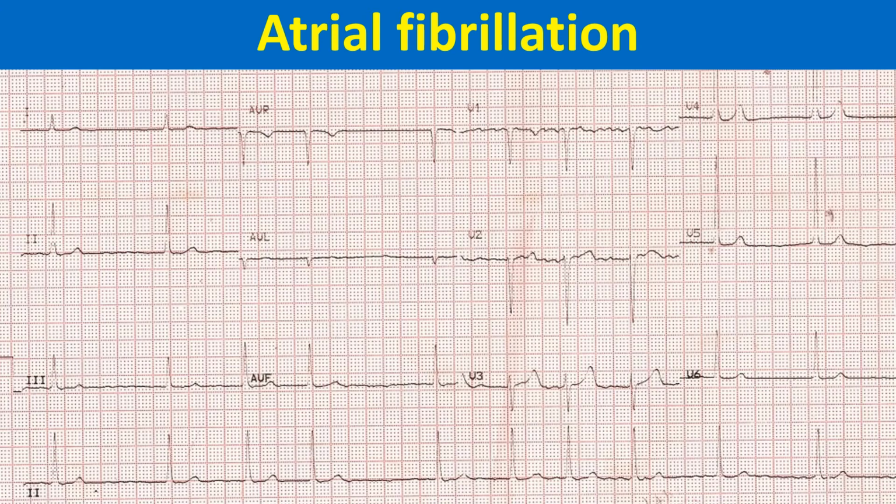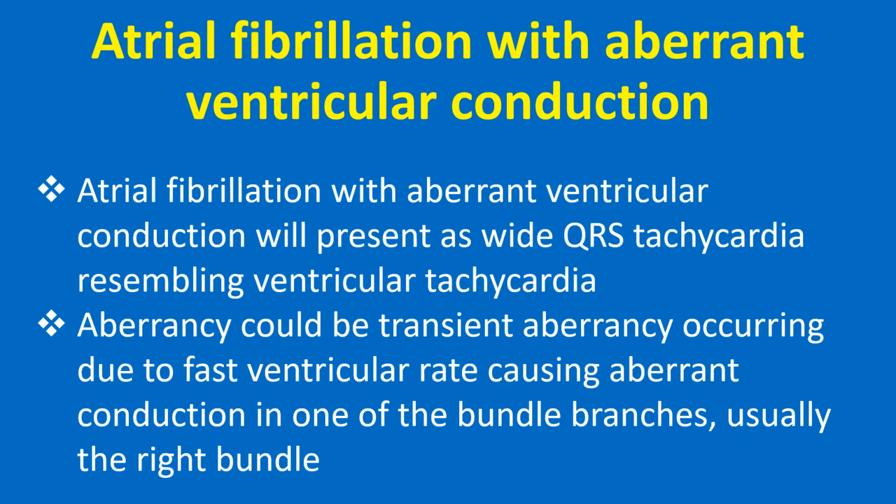Fine fibrillary waves are seen throughout the baseline, indicating fine atrial fibrillation. Slow ventricular rate suggests that AV nodal conduction is defective, either due to disease process or drugs like beta blockers or digoxin. Atrial fibrillation with aberrant ventricular conduction will present as wide QRS tachycardia resembling ventricular tachycardia.